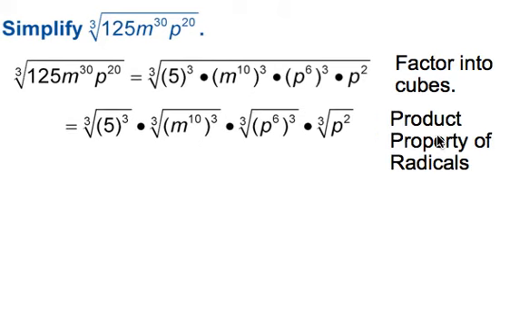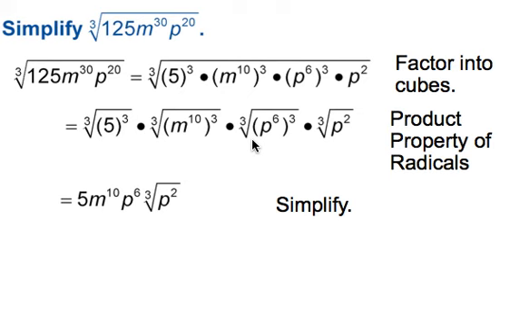Our next step is to recall the product property of radicals, which allows us to then write this multiplication as separate radicals. We can then recall that the cube root of 5 to the cube power can be rewritten. Applying that product property individually, then the cube root of a cube is the base itself. This also applies as we look at the base of m to the 10th. That cube rooted would be m to the 10th.